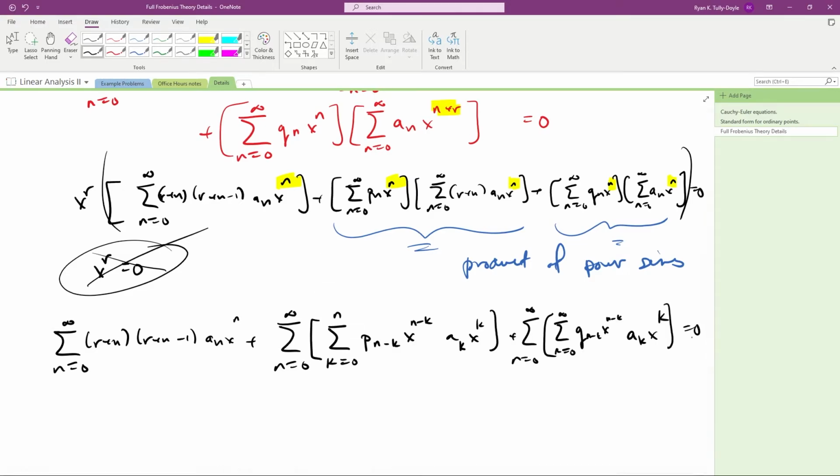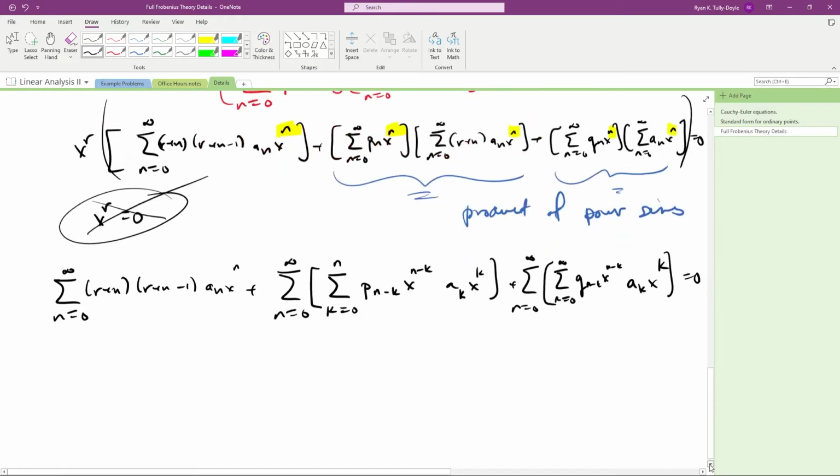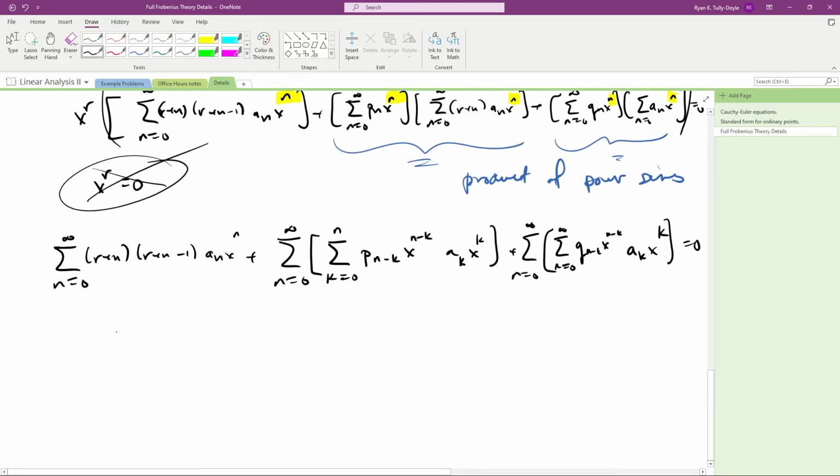Now, if we take this all together and combine it, what we end up with is the following. Notice now that I have an x to the n right here, and these two things together are an x to the n, and these two things together are an x to the n. So I'm at the condition now where I can take the series and smash them all together.